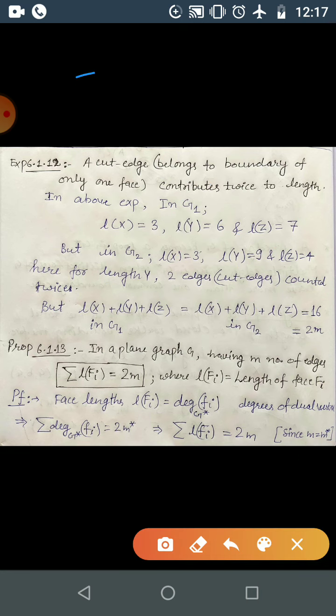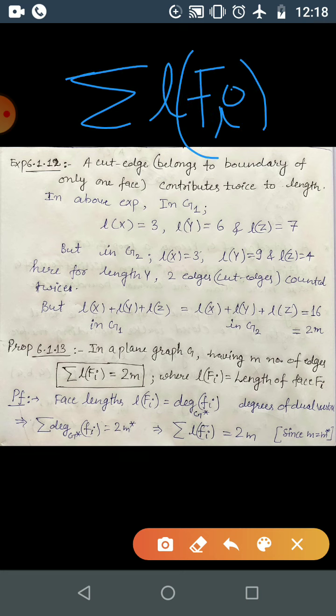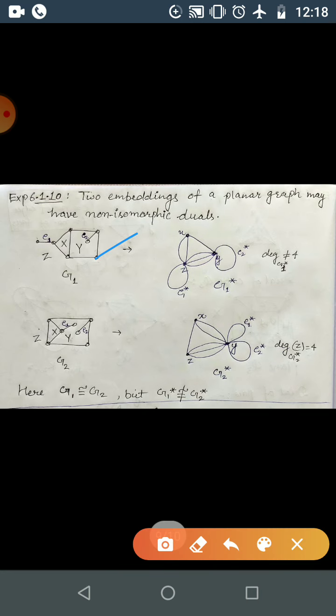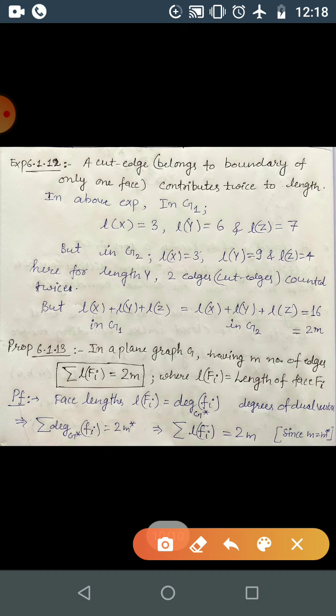So here the summation of the length of face fi, with i running from 1 to some k, will always be equal to the summation of the lengths of the fj's, where fi and fj are the faces of the same graph drawn differently. Then the summation will be the same, and it is 16 here. The size of this graph, the number of edges, is 8: 1 2 3 4 5 6 7 8, correct. So it is 8, and 8 into 2 is 16.